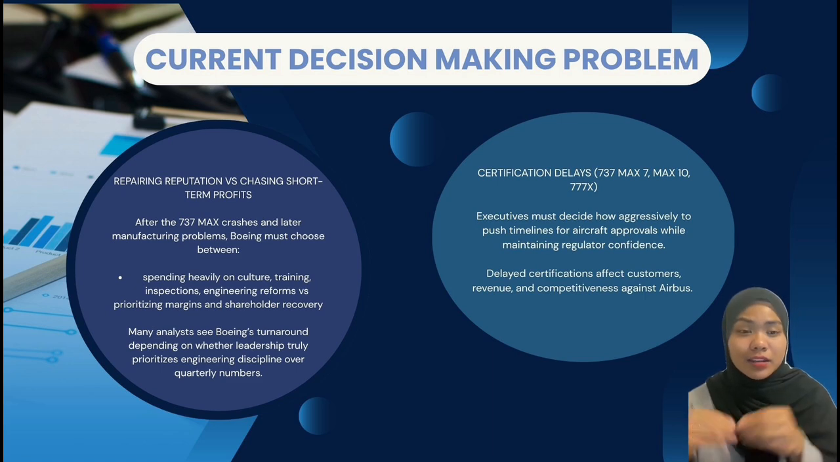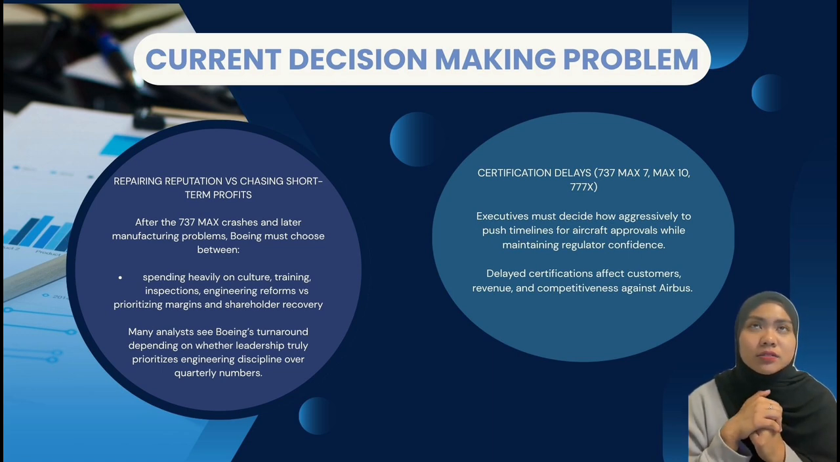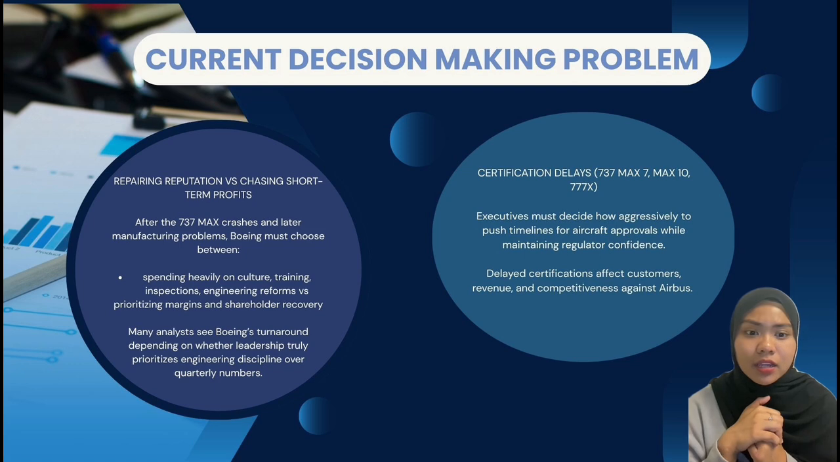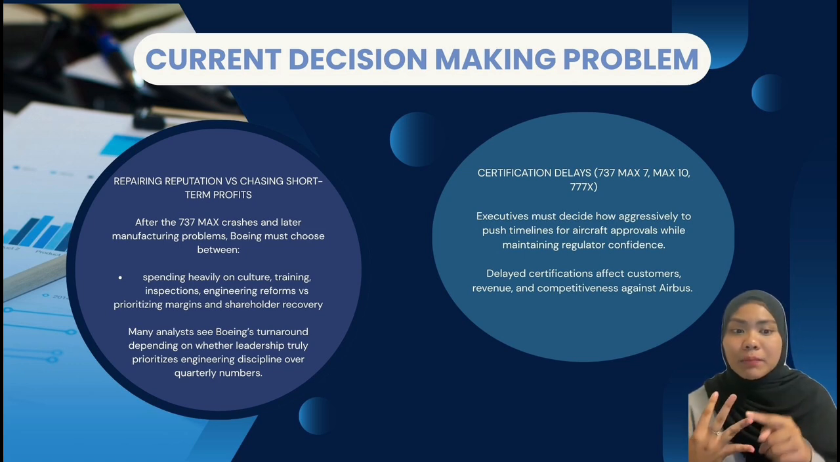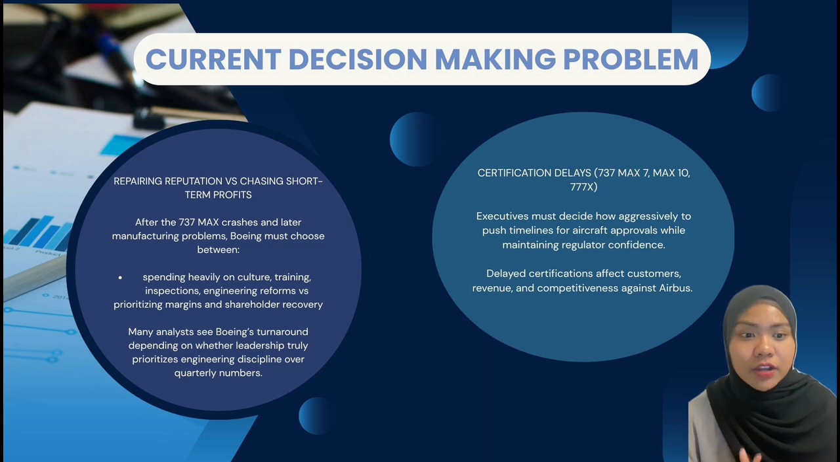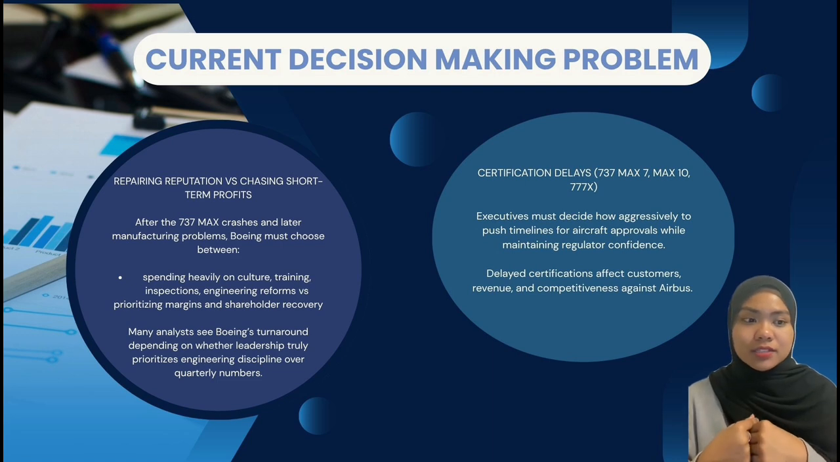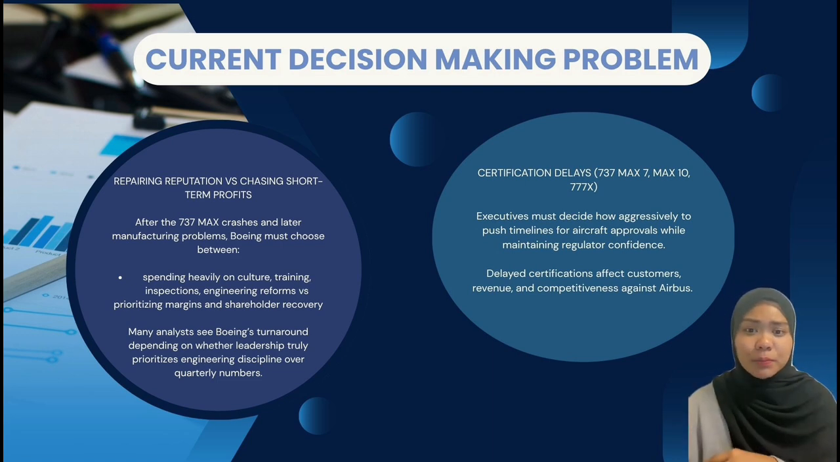Next case study is Boeing dealing with getting their new planes approved by regulators, especially planes like the Max 7, Max 10, and 777X. So right now, Boeing executives are under intense pressure from their airline customers, which are other airline companies.